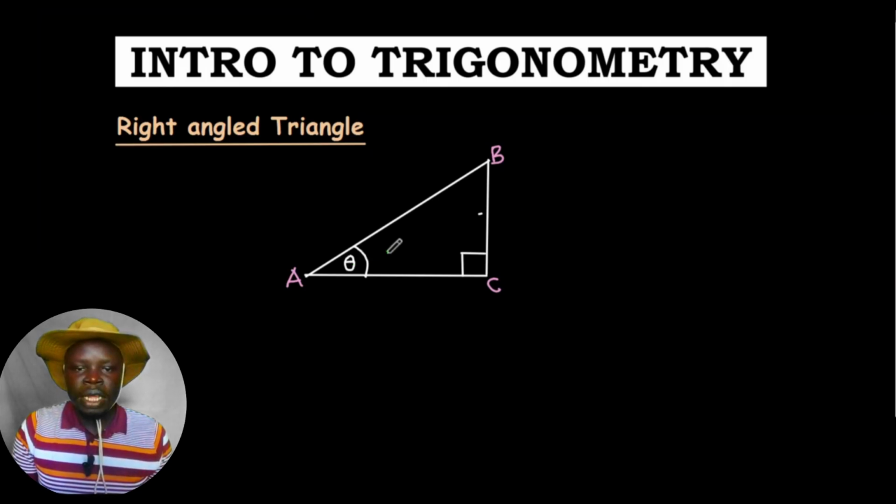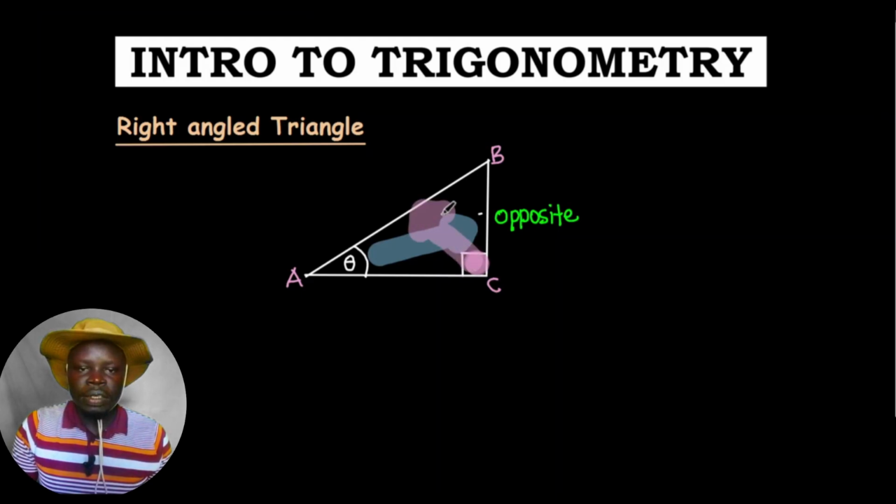So the line opposite to this angle here, maybe I can use some highlighter around to show that line. When you move in that direction, we realize that we have some line here, and this line BC is always opposite. So you can write there opposite. Now next is this line also opposite to C, that is our AB, and this one is always hypotenuse.